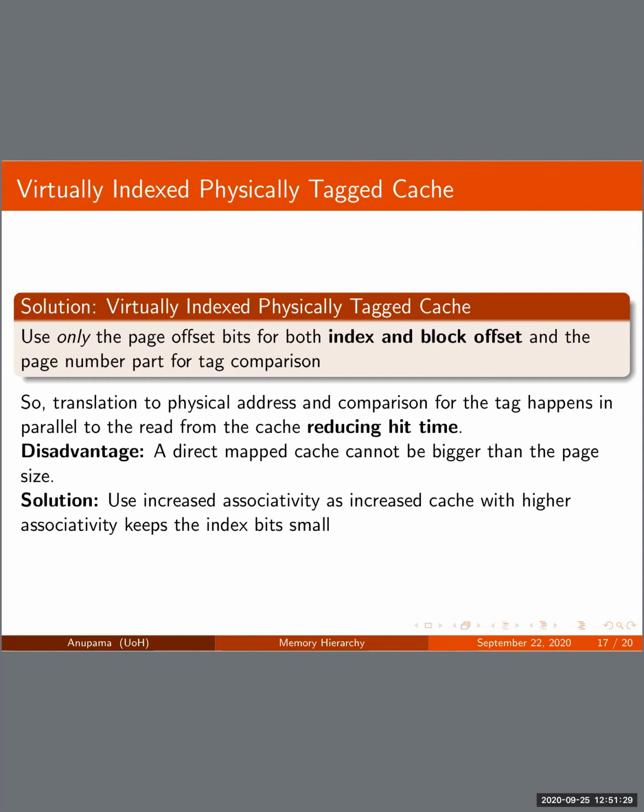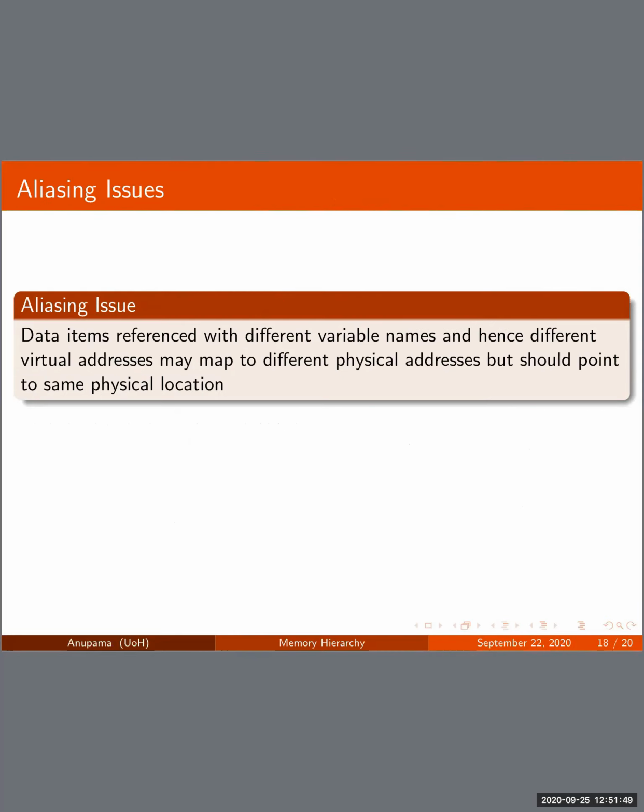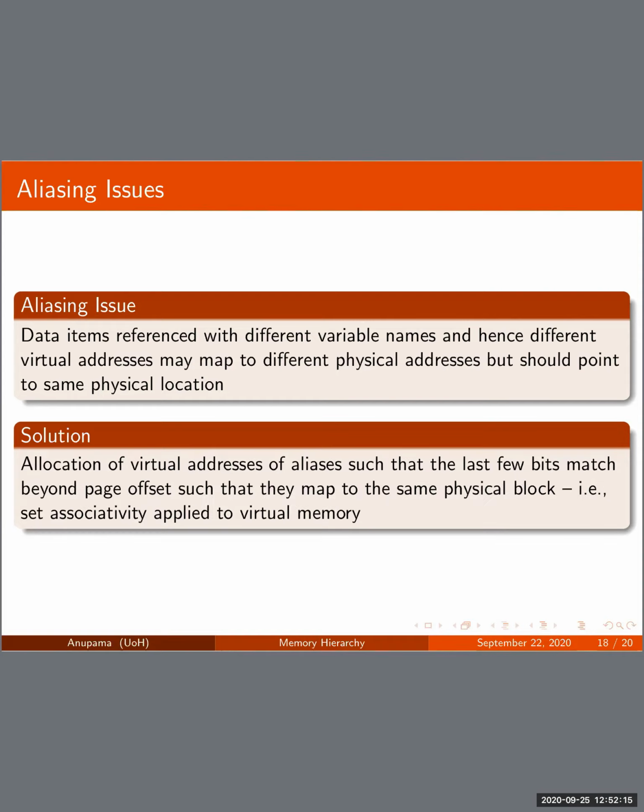Any questions? So data items with different variable names and hence different virtual addresses map to different physical addresses, right? But they should actually map to the same physical location. What I mean, I think I shouldn't say map to different physical addresses. I should say map to different physical locations in the cache, but they should map to the same physical location.